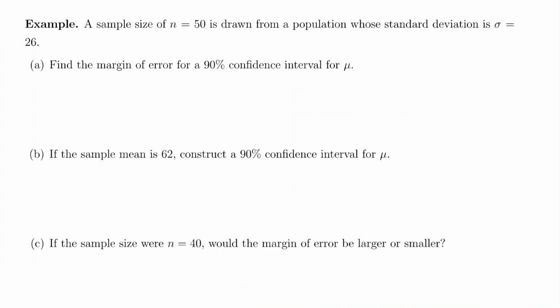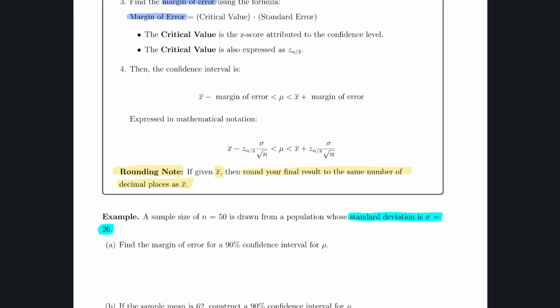So in this next example, it says a sample size of 50 is drawn for a population whose standard deviation, this is key, the standard deviation is known here, so I can use the list of steps above. Find the margin of error for a 90% confidence interval of mu. Now, let's just look from above and copy down what is the verbal description of the margin of error. The margin of error is the critical value that corresponds to the confidence level we're looking at times the standard error.